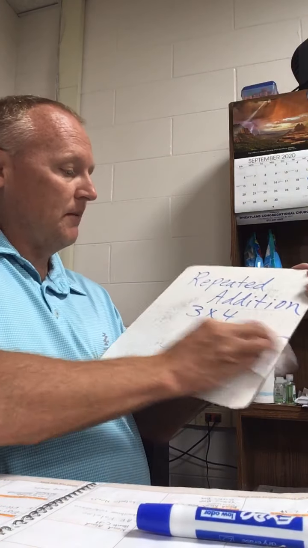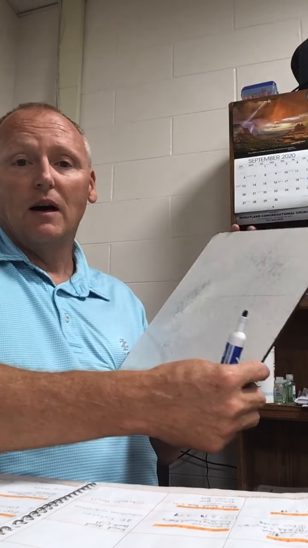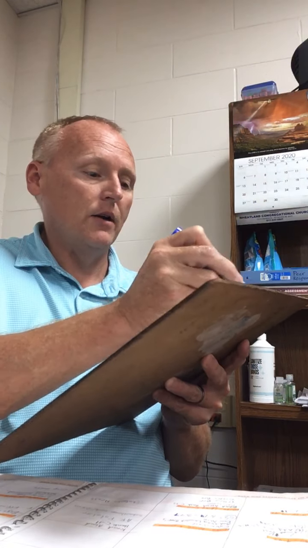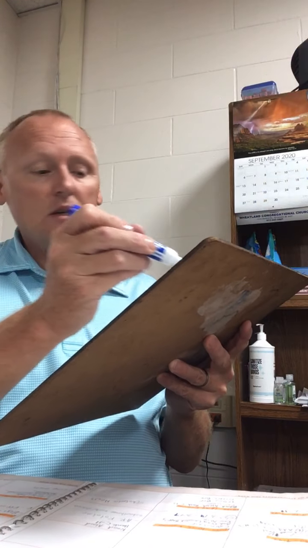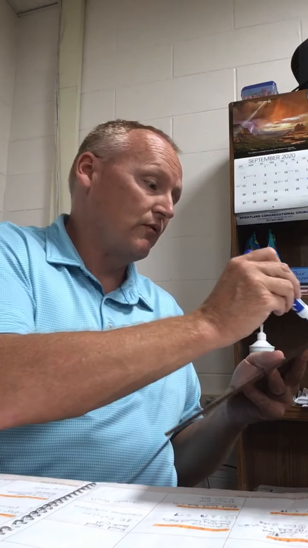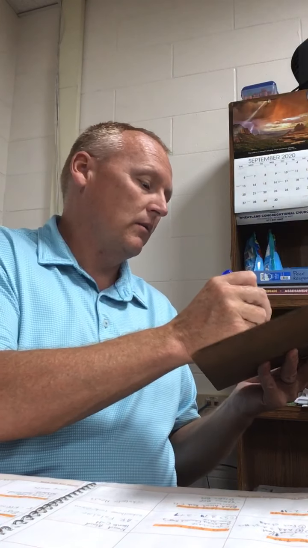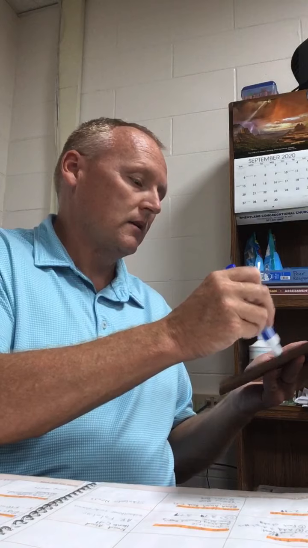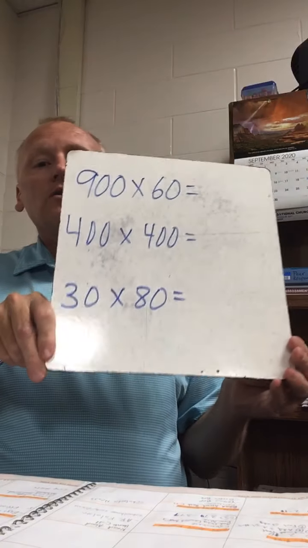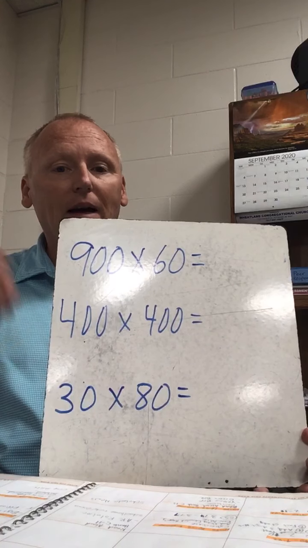Okay, let's go back to some of the multiplying of bigger numbers. I'll give you 3 of them, and then you simply practice doing them. Okay, let's try 900 times 60. And let's also try 400 times 400. And then we will also try 30 times 80. So go ahead and try all 3 of those. You can click pause while you're doing it, and then come back and we'll give you the answers.